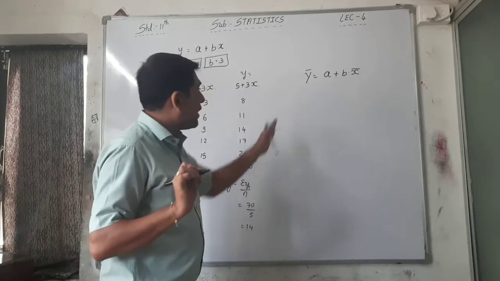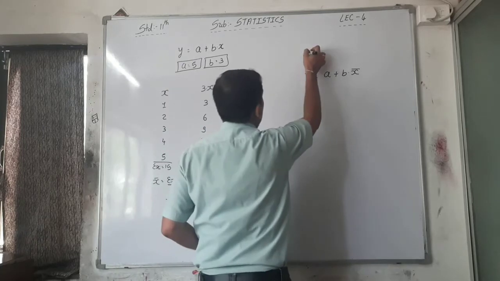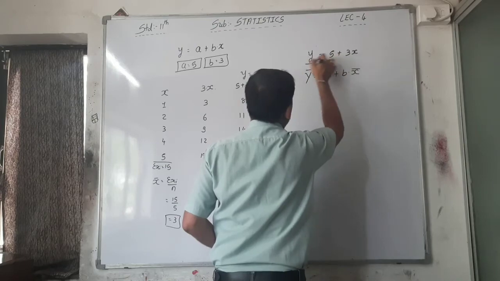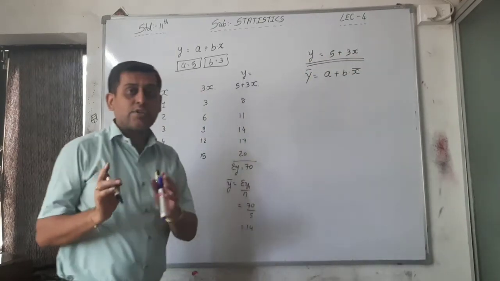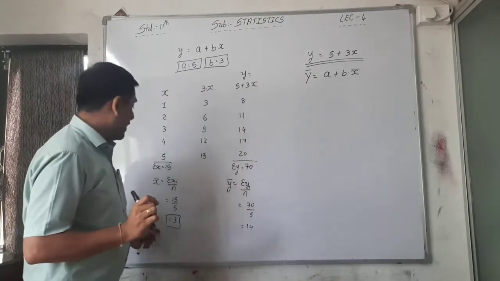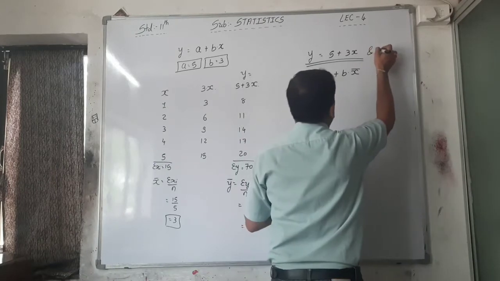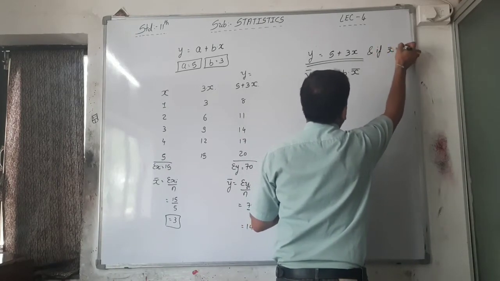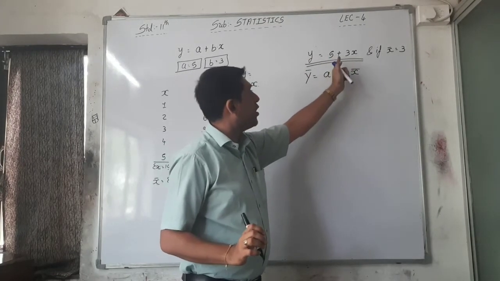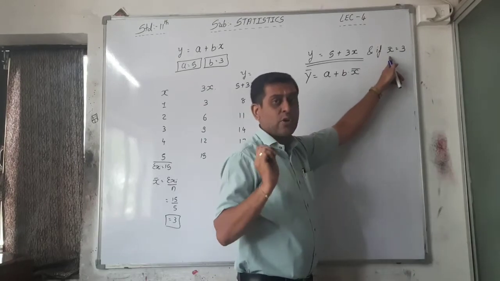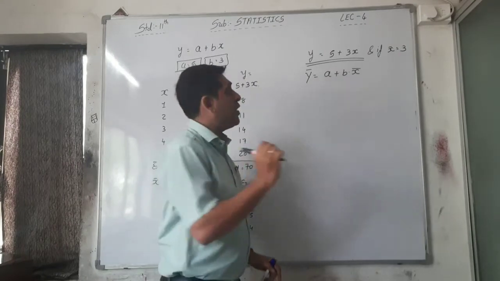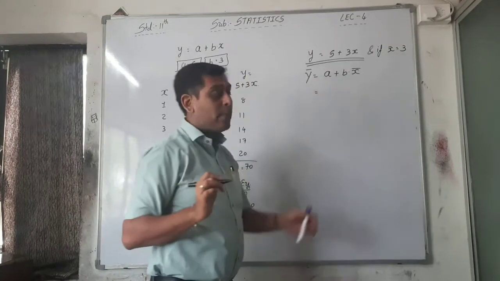Here, see, I am taking the example. Here y is equal to 5 plus 3x. The relation between x and y is given here. Now we know x bar, which is given in the question. x bar is equal to what? 3. Then we can find y bar by this formula.